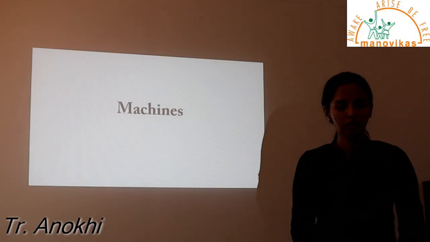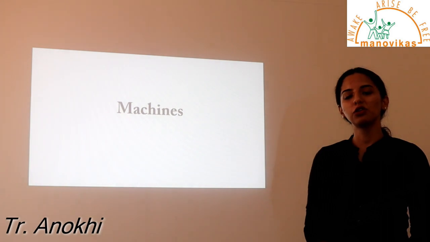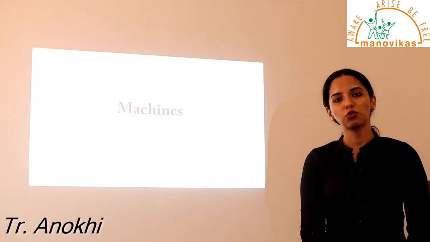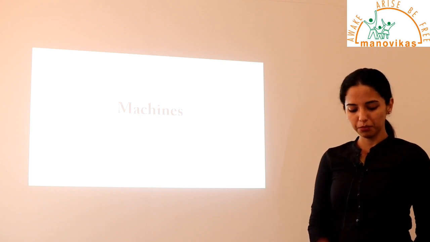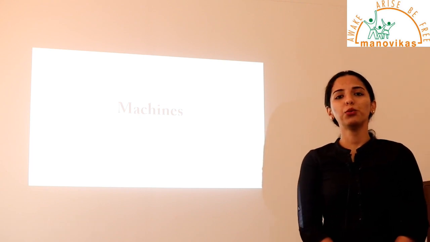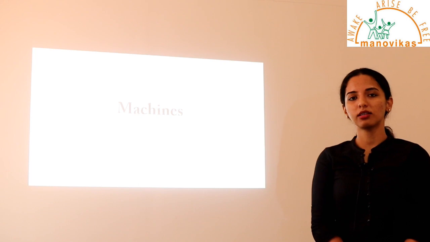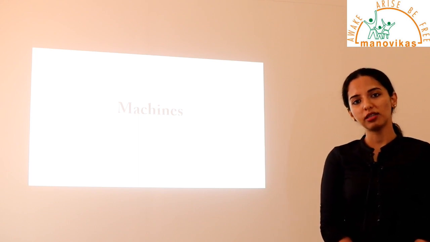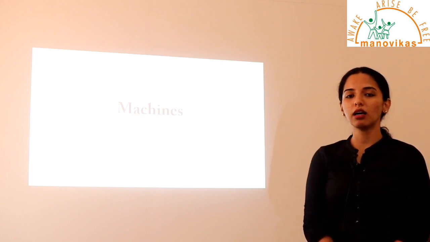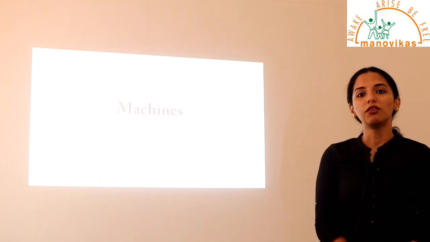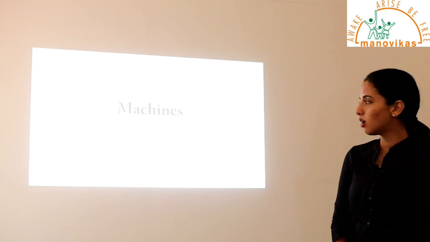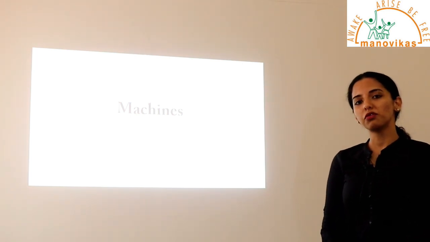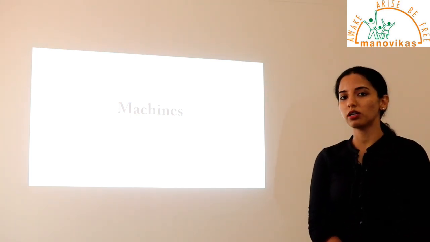Hello students, today we are going to begin our first chapter for class 2, Computer and Electronic Machine. Why do we have machines around us? We have machines around us because they make our work easy. They are very useful to us in our day-to-day lives. Let us have a look at some of these machines that we have around us.